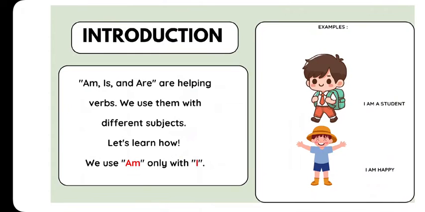Let us learn how. We use am only with I. For example, I am a student, I am happy. Here, am is used with I.